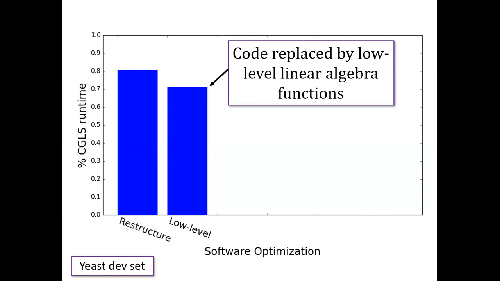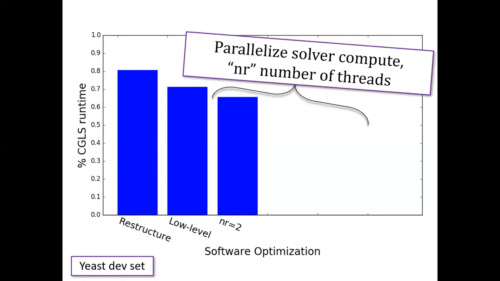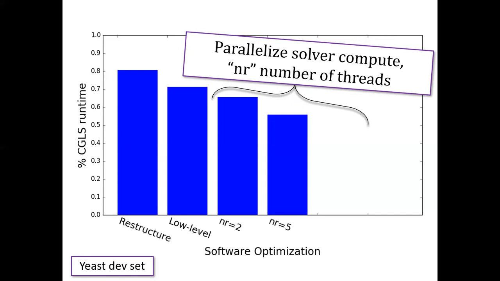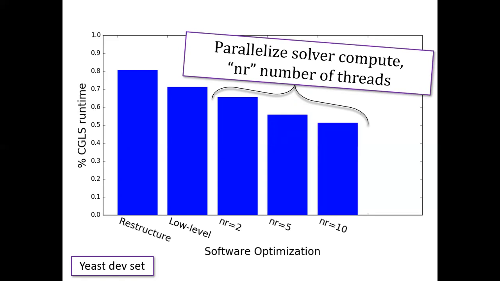And then finally, we can use massive parallelization using multi-threading on the CPU. Here, NR stands for the number of threads. And we can see that as we increase the number of threads, we continue to see a nice reduction in CGLS runtime. So that's one approach: just to leverage high performance compute architectures to make a given algorithm faster.